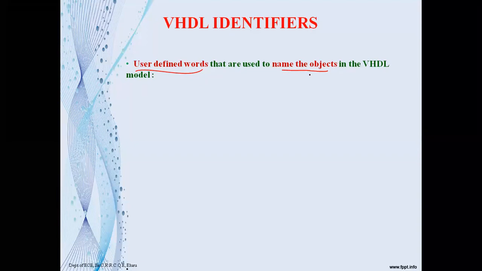So in that digital circuit, there are different things, like entity is a thing, architecture is a thing, component is a thing. So here the identifiers are nothing but names of the things you create here.